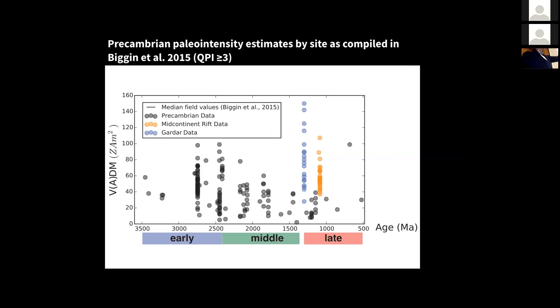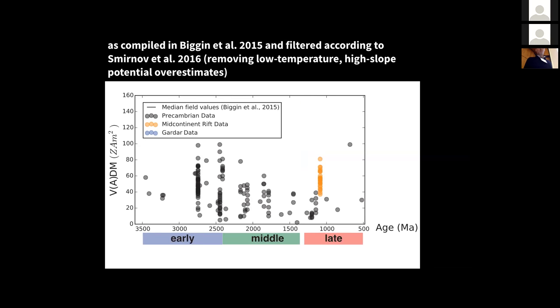Barely any of those data in that Pesman and Hall study made it through that QPI factor. Only two where they developed data both from intrusions and from sediments did. So that would be these two highest ones right there. So if we filter those out, removing those low temperature, high slope potential overestimates, the data looks like this.